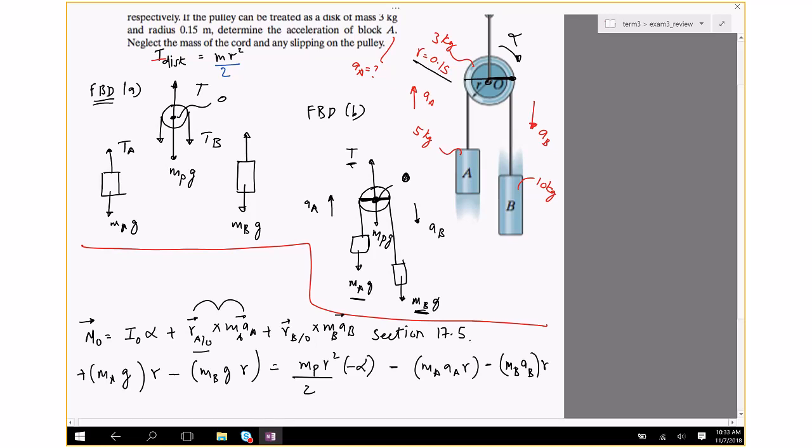Here again, a_B is downwards, so this force is downwards. About O, it's going to cause a clockwise torque, so negative. It's turning the same way. The accelerations are equal, right? No, not equal, no. If the pulley was massless, they would be equal. If the pulley is not massless, it will not be equal.